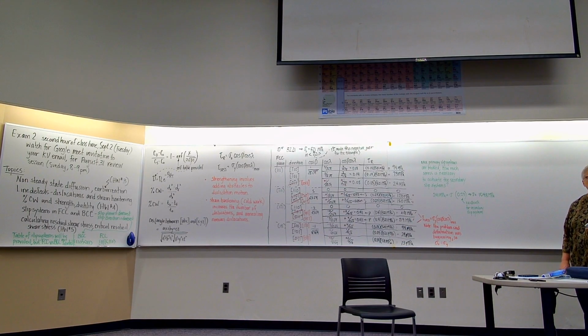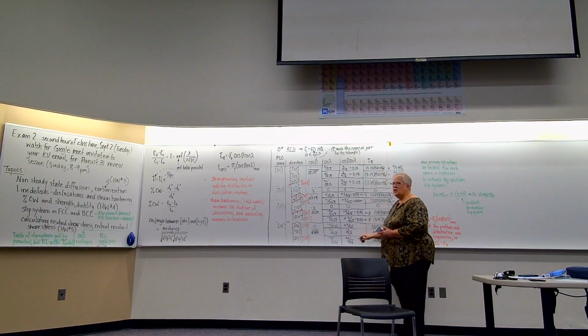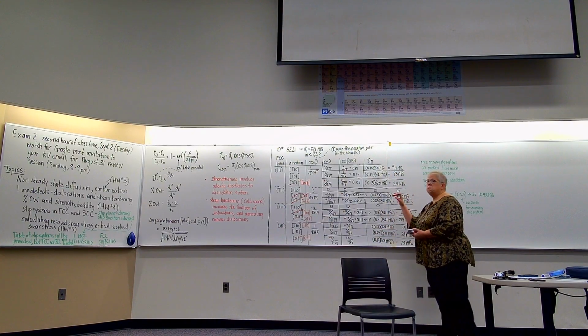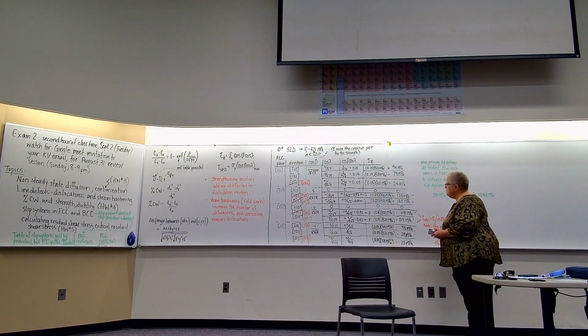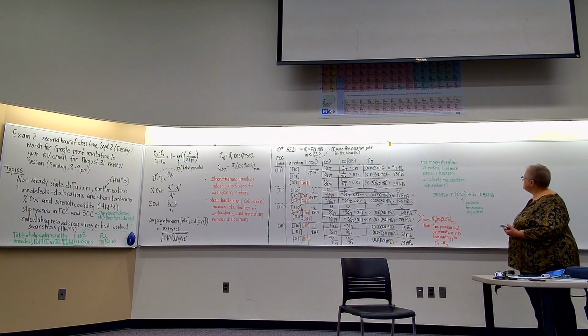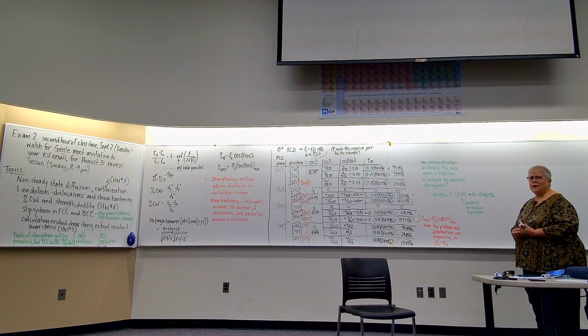Now, a couple of things to point out. Again, cosine phi cosine lambda should never be more than 0.5. If it is, check your math. It's a shame to have to erase this.